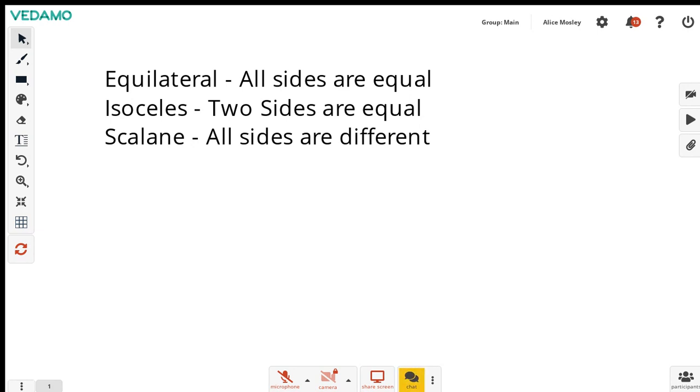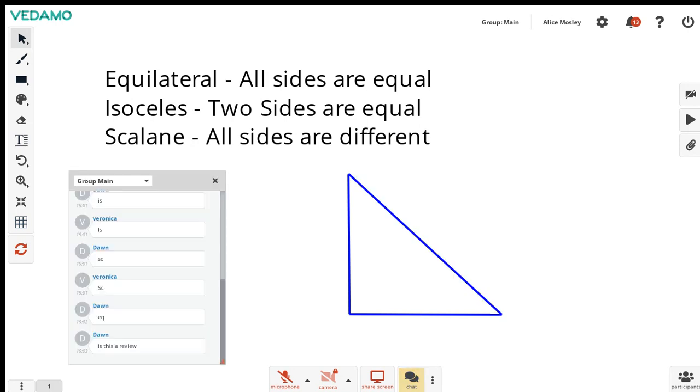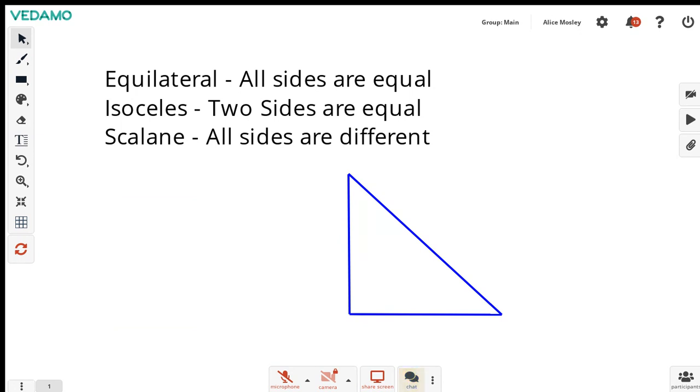Now, in a right triangle, someone wrote in the chat, is this a review? No, Miss Dawn, it's a quick revision, and after 15 minutes, probably, we will start with new concepts. Because it was a weekend, I want you all to remember what we already learned, and then we'll move on to new concepts in 15 minutes.